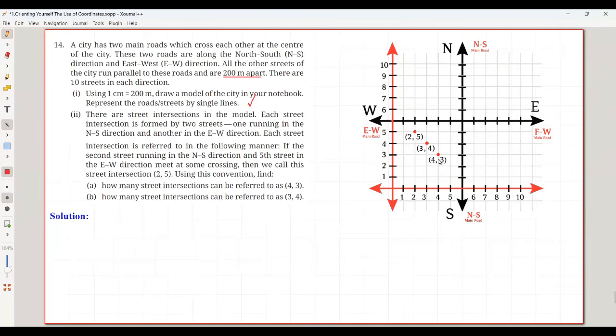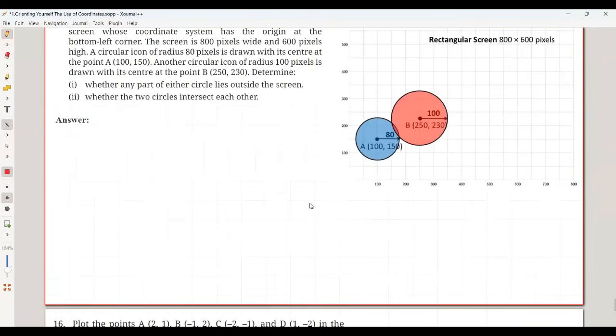How many intersections will come in 4 comma 3? Only one is possible. 4 comma 3 means only one possibility. The same as 3 comma 4. 3 comma 4 also has only one possibility. There are no other points. 4 comma 3 means 4 comma 3. 3 comma 4 means 3 comma 4. Other than that, we cannot plot the point anywhere. That is the answer. So I'll show the answer here. Answer for A: only one intersection can be called 4 comma 3. The same for B: only one intersection can be called 3 comma 4. Now question number 15.